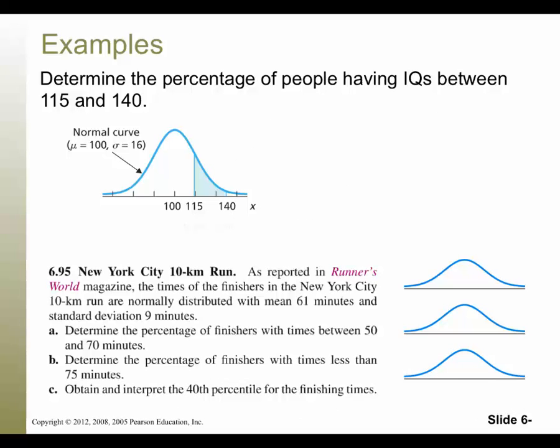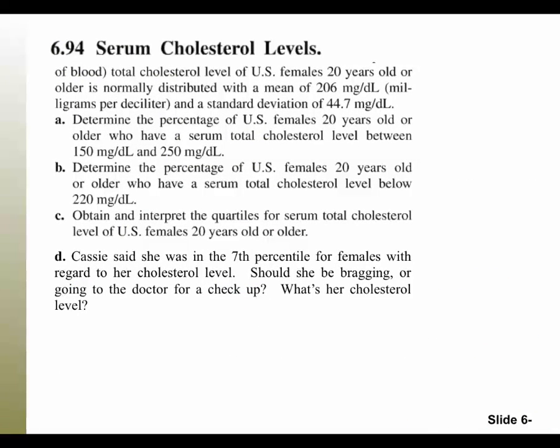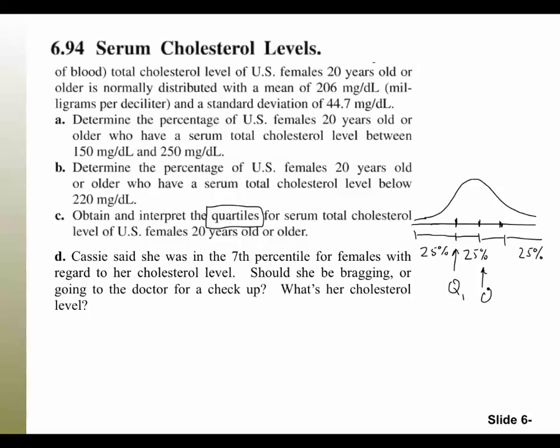Okay, so one more thing. Let's do quartiles. So quartiles are just you're breaking up all the data into quarters. So what will this be? This would be 25%, 25%, 25, and 25. So this is Q1, Q2, Q3.